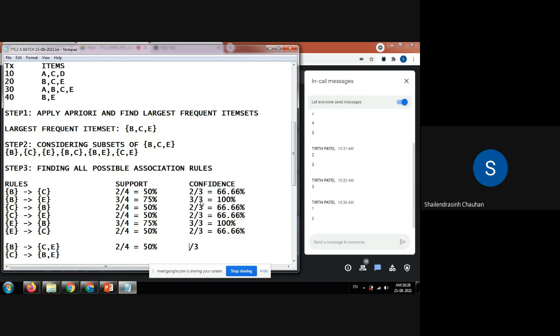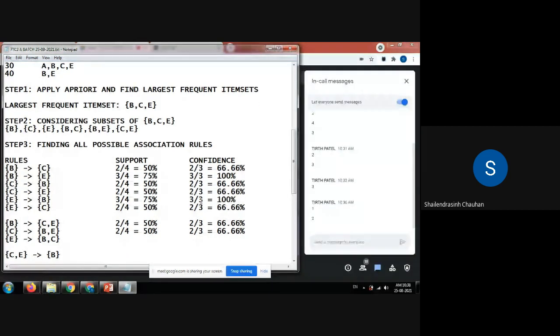That is 2, 20, 30. 6.66% of confidence. Next, we are having transitions. We are having two transitions where we are having BCE, all 50% of support. We are having three transactions where we are having C, and wherever we are having C, total two transactions are there where we are having B also. 66.66% of confidence.